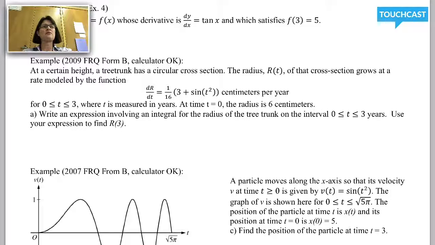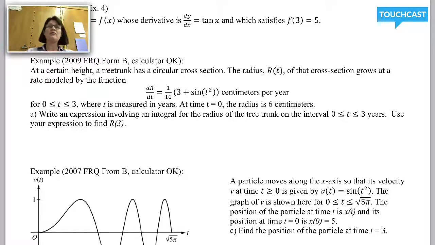I know this function. I know the rate at which that radius changes with respect to time. And I know this function is good from time 0 to time 3 years later. And I know that at the exact moment when my clock starts, time equals 0, the radius of that tree trunk is 6. So check this out.